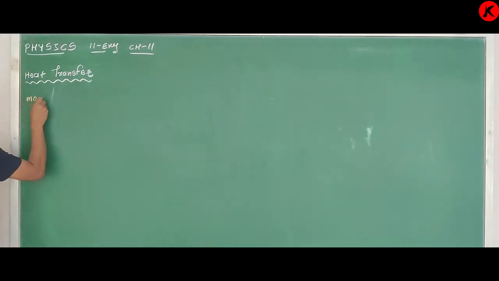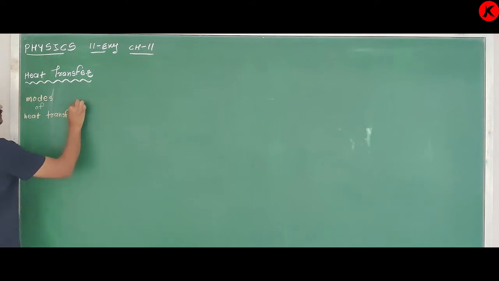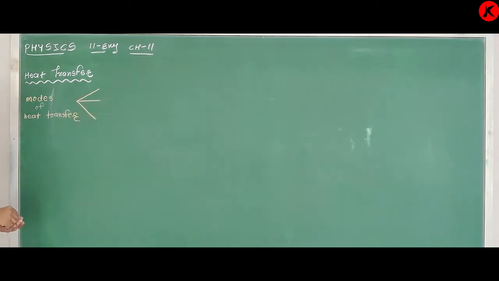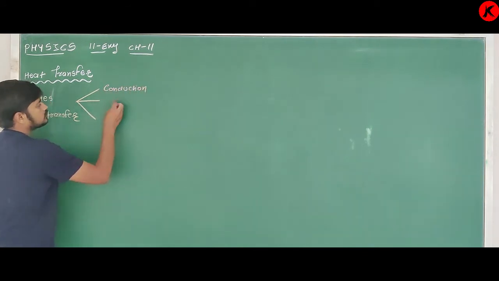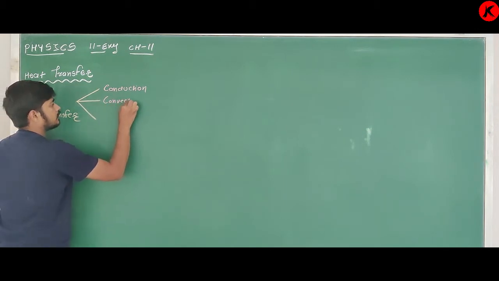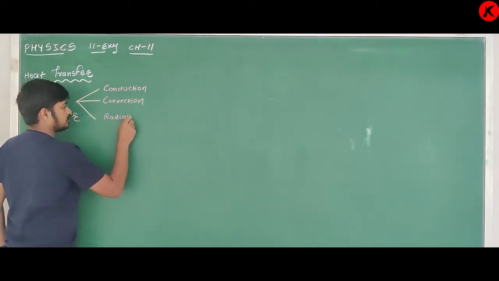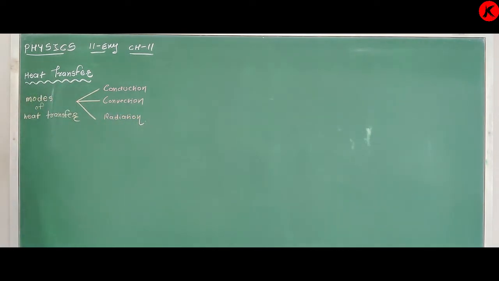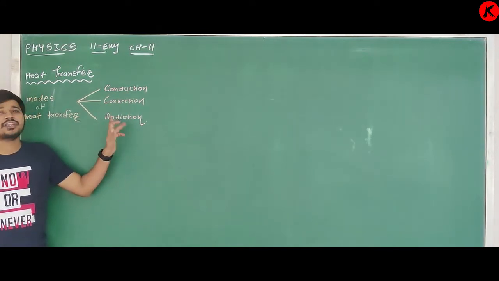Modes of heat transfer. There are three modes of heat transfer. First is conduction. Second is convection, and third one is radiation. So there are three modes of heat transfer: conduction, convection and radiation.